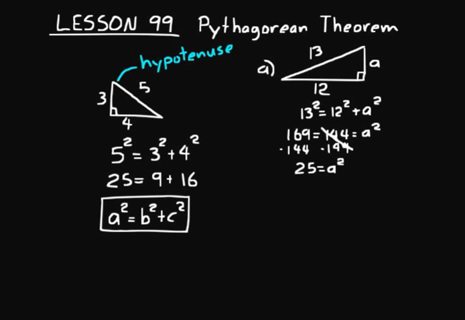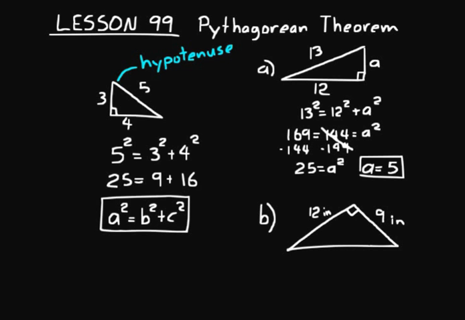Now, what times what equals 25? 5 times 5 equals 25, right? So a equals 5. That would be the length of side a. We haven't described any units for this particular triangle, so we don't have to worry about writing units down for our answer. We just say that that is 5 units long.